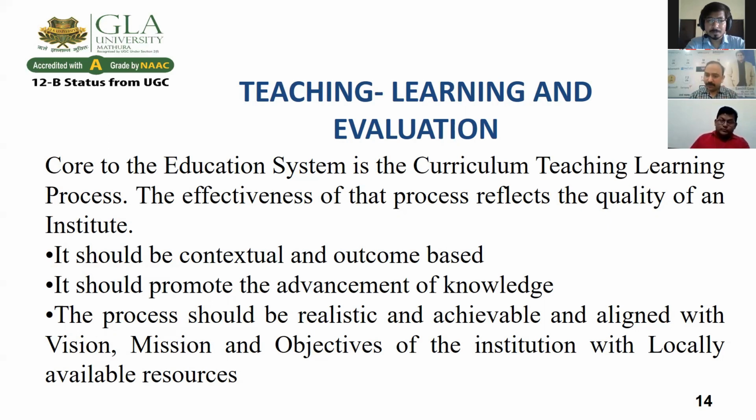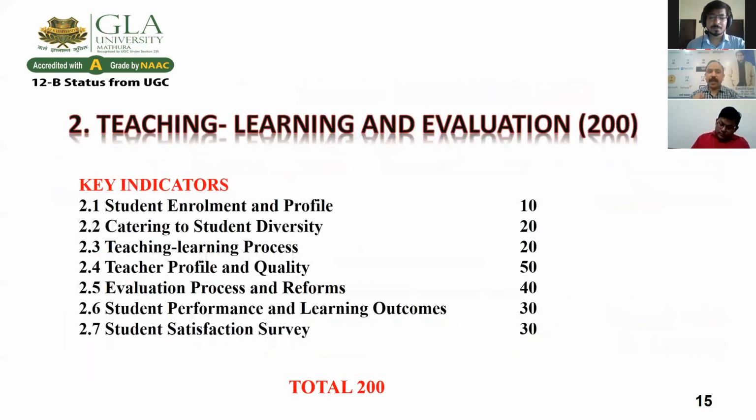available resources. So it is very necessary that whatever education we are offering to the student, whether an engineer, a doctor, or a lawyer, it is aligned with the objective of the institute. What is the objective, the vision, or the mission of the institution? In this criteria, we have the key indicators. Again, this is of 200 marks. There are certain key indicators.